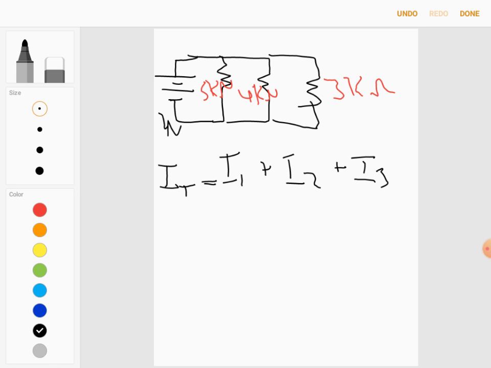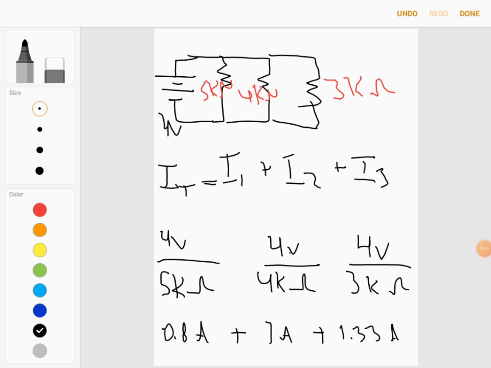So first of all, we have to call NP once again because we don't know any of those. So remember, I equals V divided by R, so we have to do that for each one. So V1 divided by R1, and then V2 divided by R2, and then V3 divided by R3. So I'll just do the work for that, and then we'll see what we come up with.